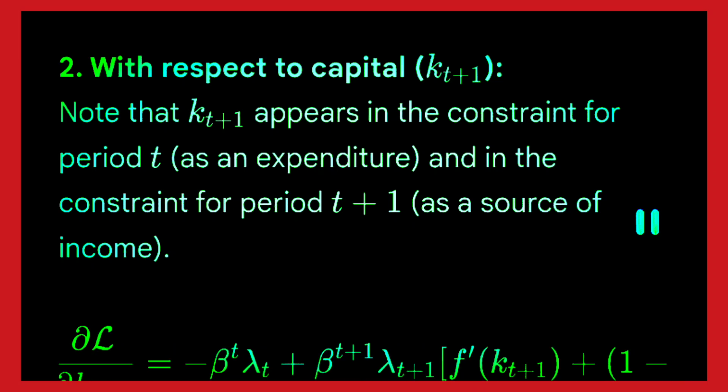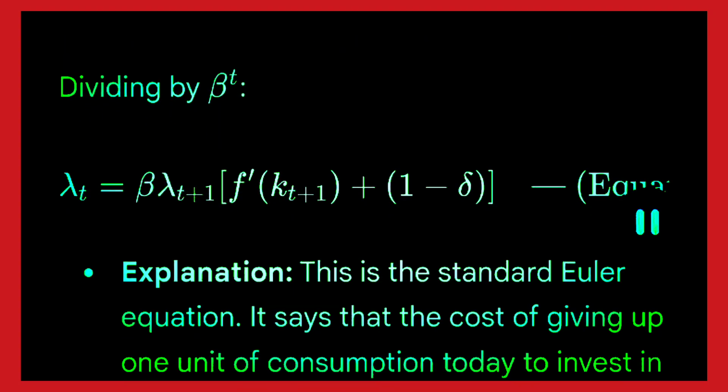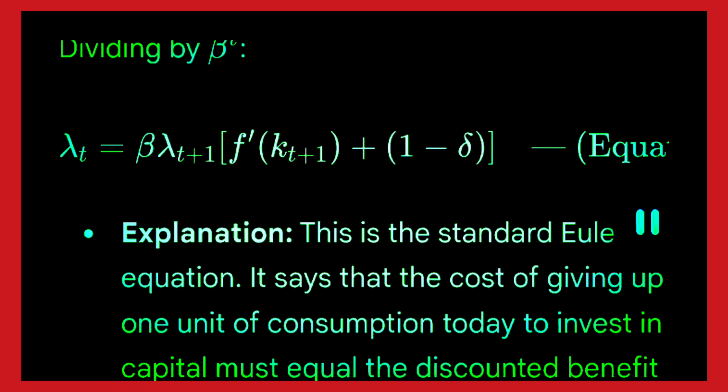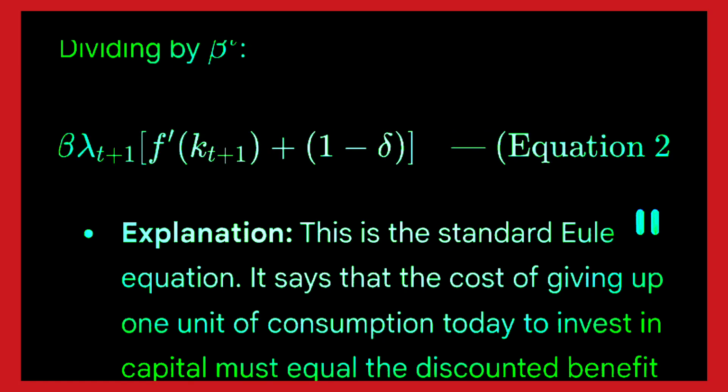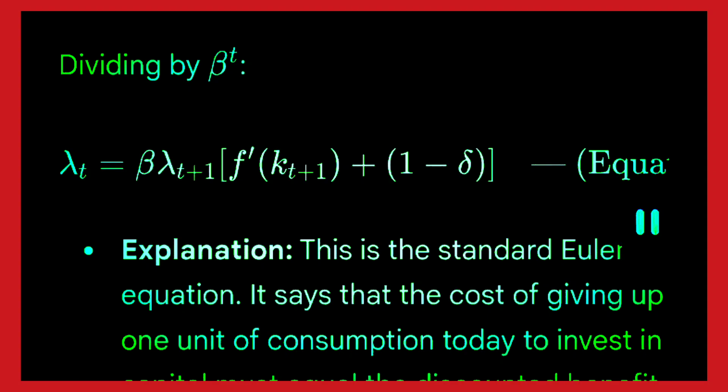Dividing by beta^t. Explanation. This is the standard Euler equation. It says that the cost of giving up 1 unit of consumption today to invest in capital must equal the discounted benefit of the extra output and remaining capital tomorrow.